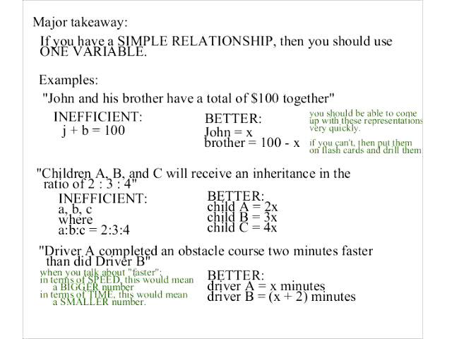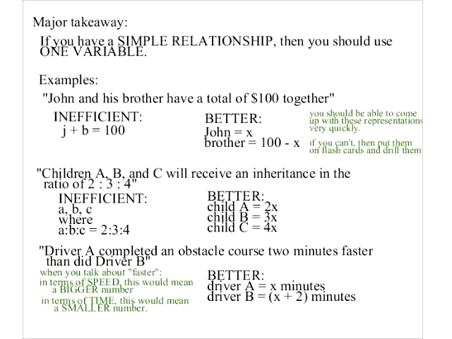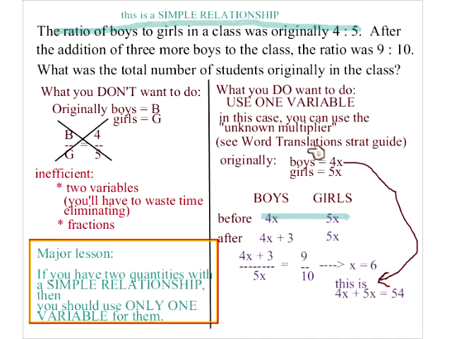Let me go ahead and space that out a little bit so it's easier to read. So here you go. Again, when you talk about faster, in terms of speed, you're talking about a bigger number, but in terms of time, you're talking about a smaller number. Any questions so far? And again, these are all things that you should be able to use with a single variable. And you can see how much less effort it takes once you have a single variable.